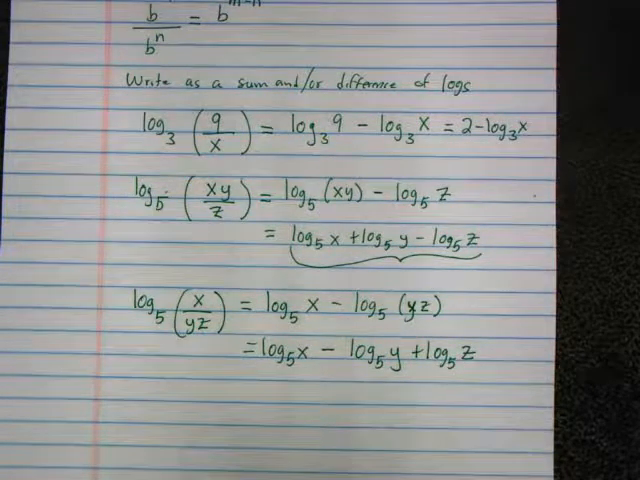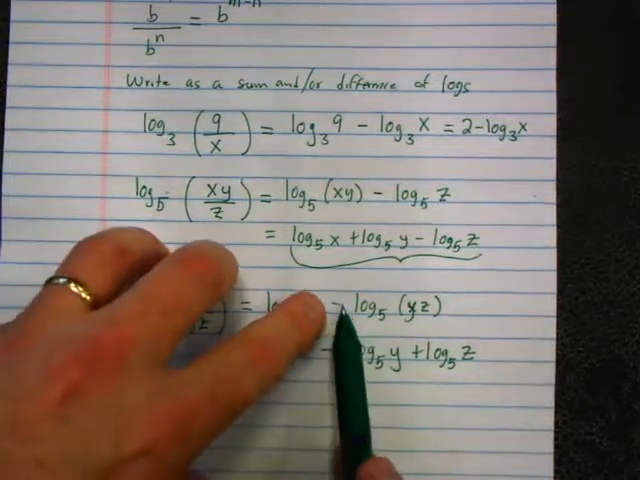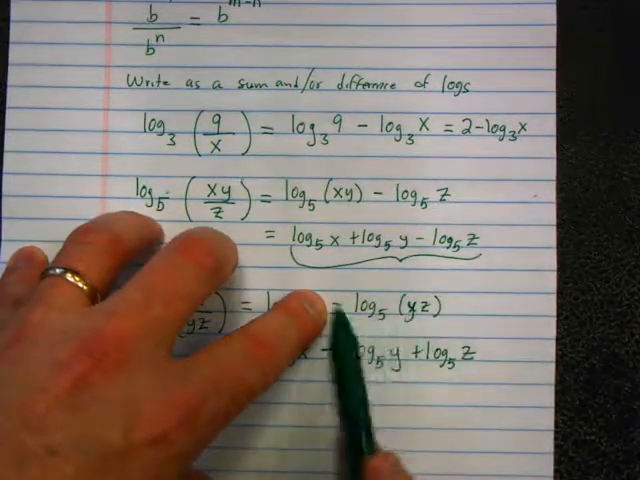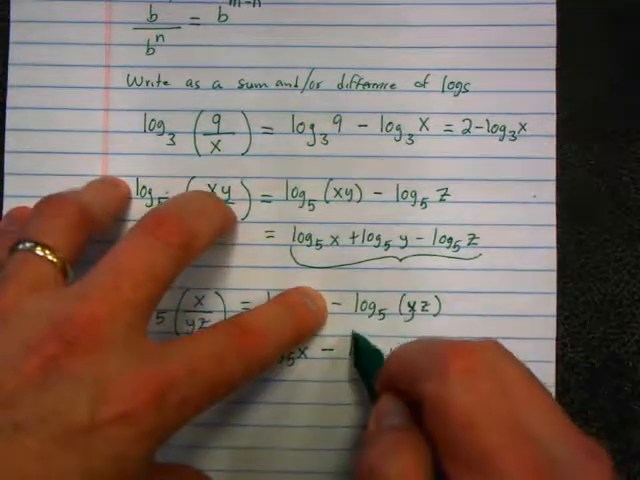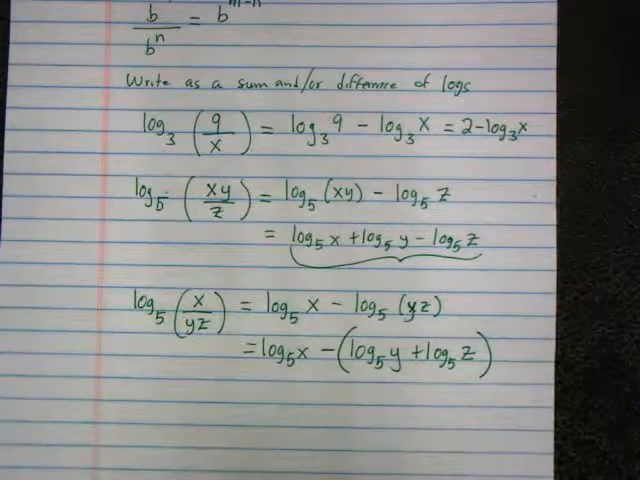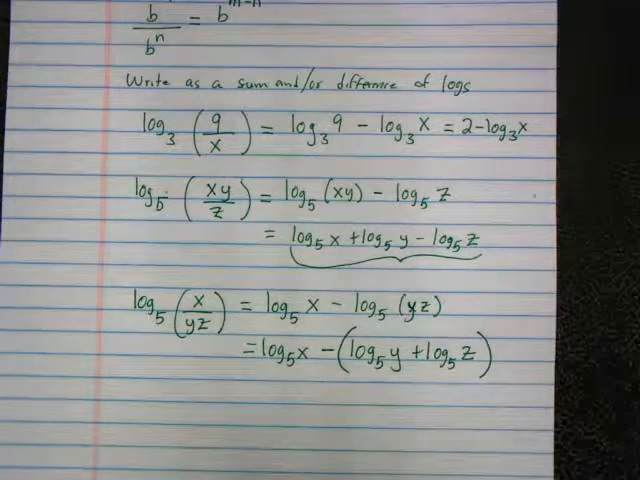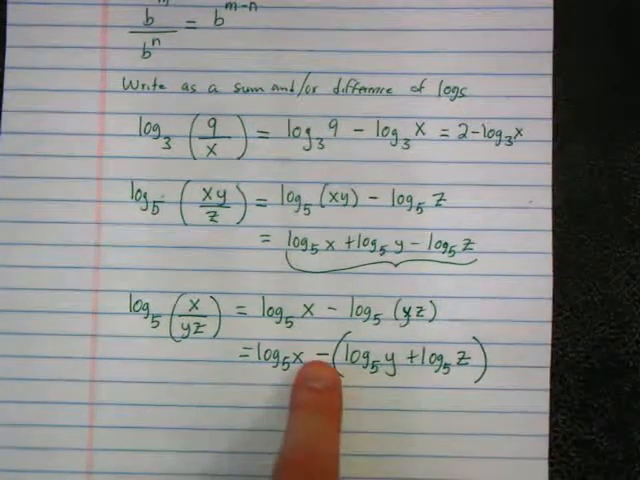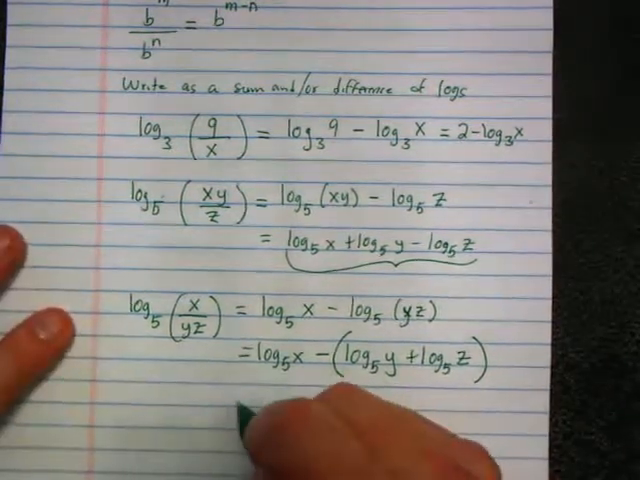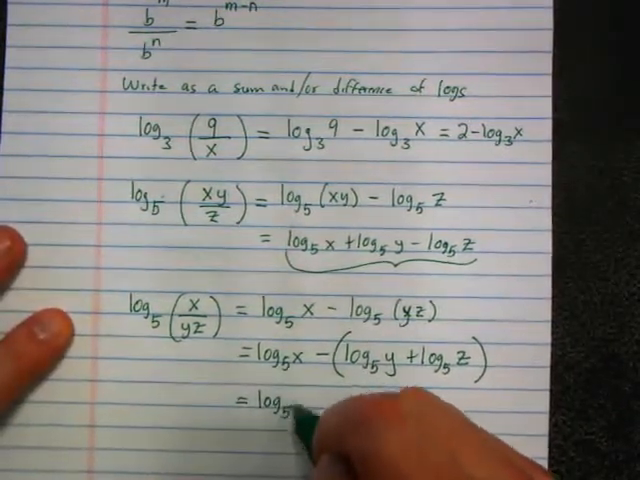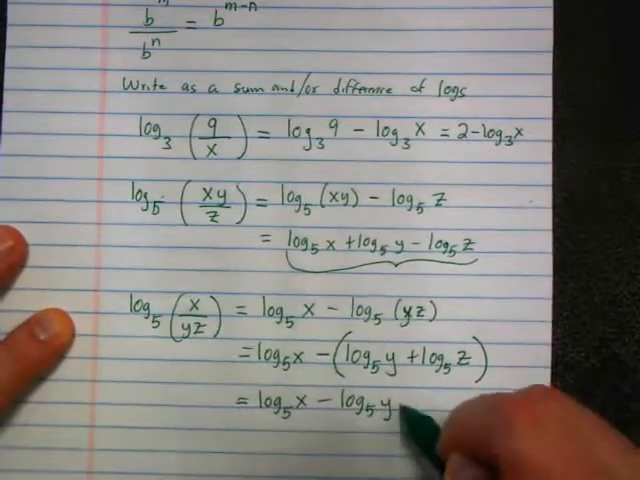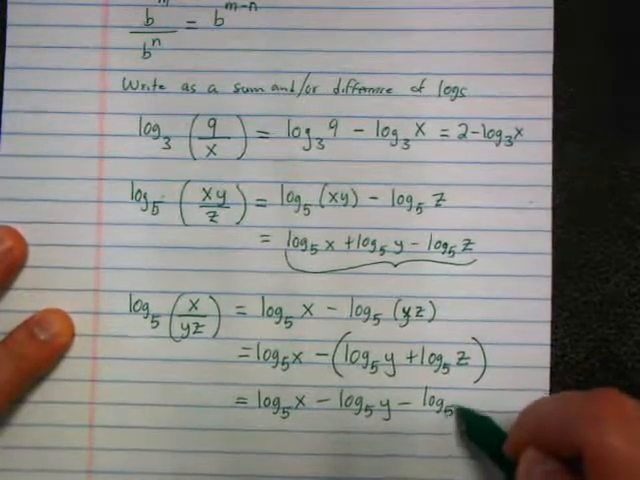The error is, no, this minus was in front of this entire logarithm. So when we split that logarithm, we need parentheses around it, like so. Which means we got to take this minus sign and distribute it through. So this is log base 5 of x minus log base 5 of y minus log base 5 of z.